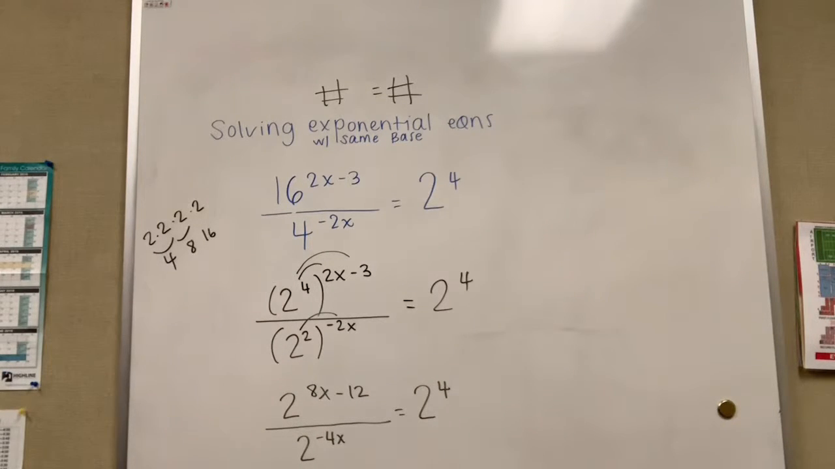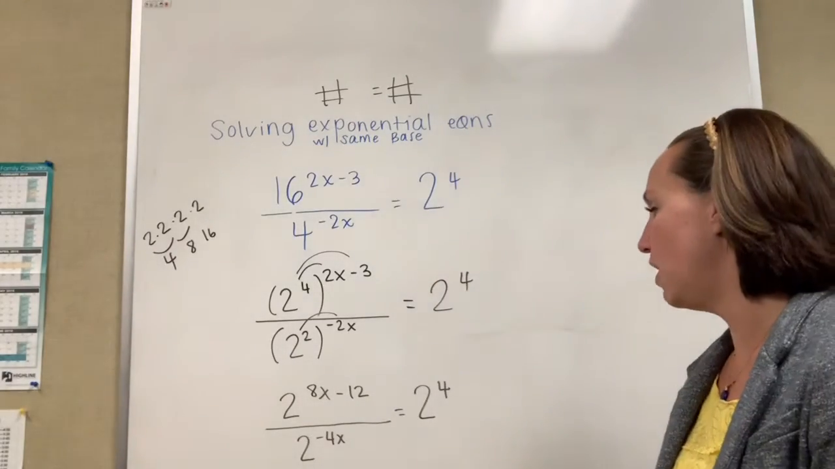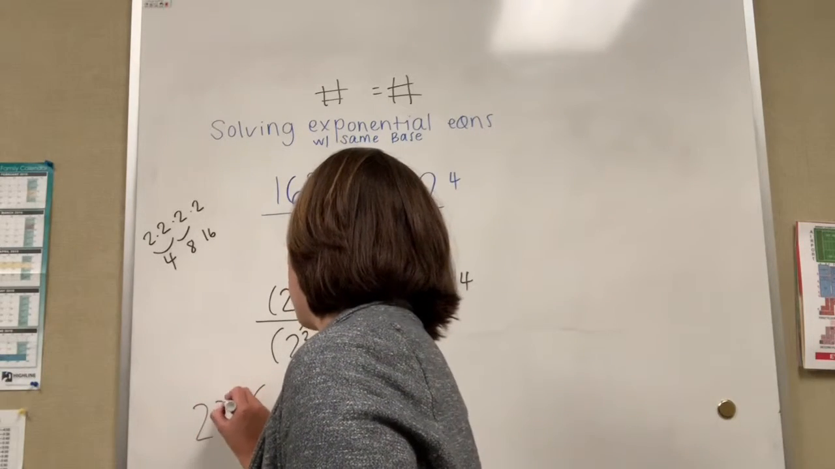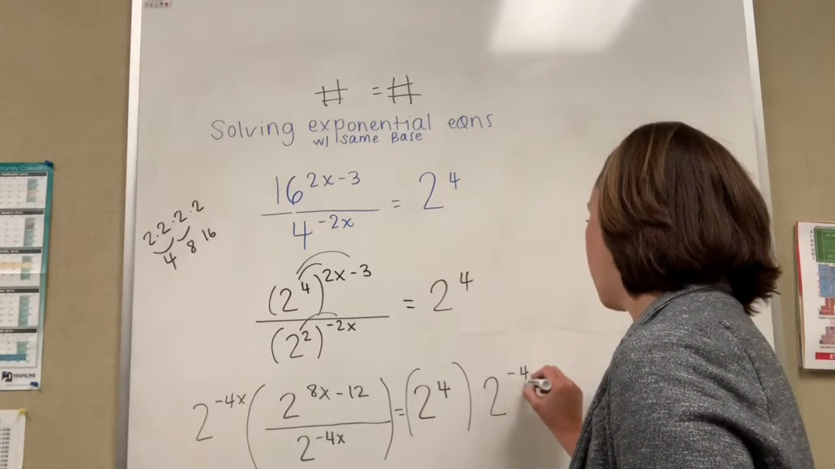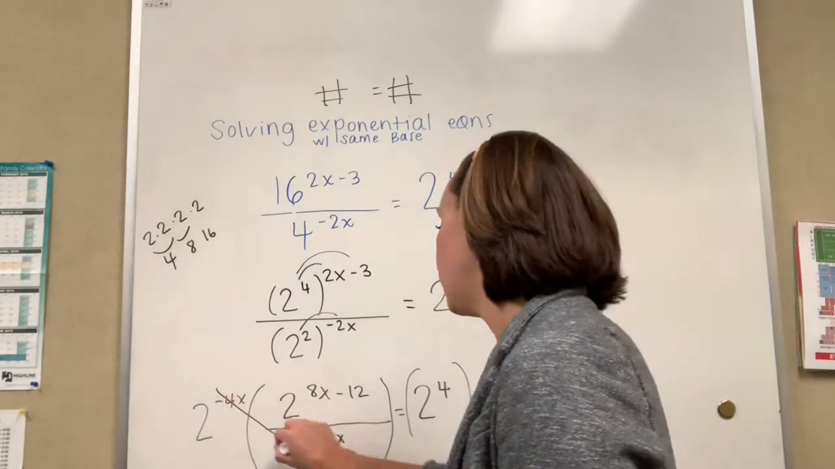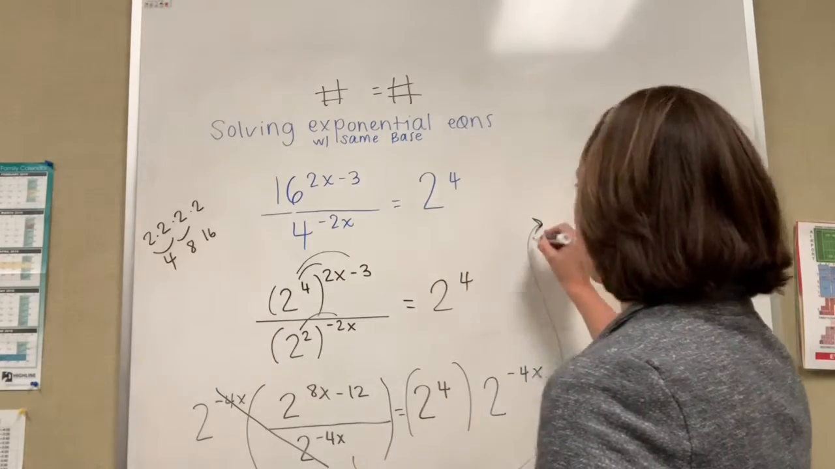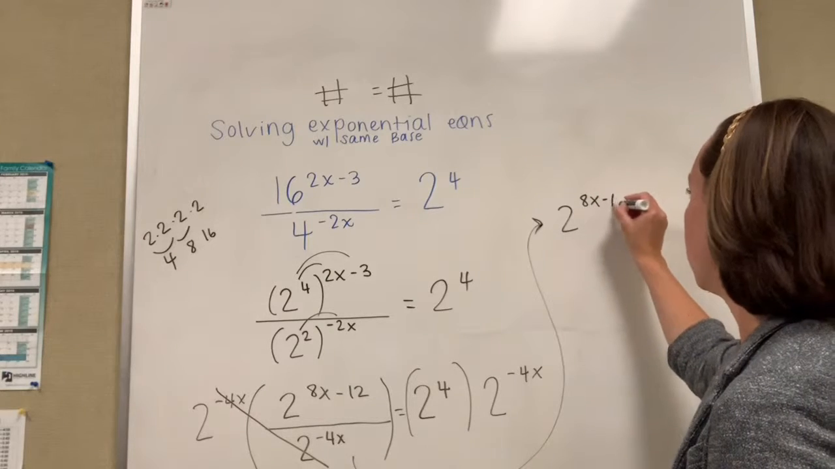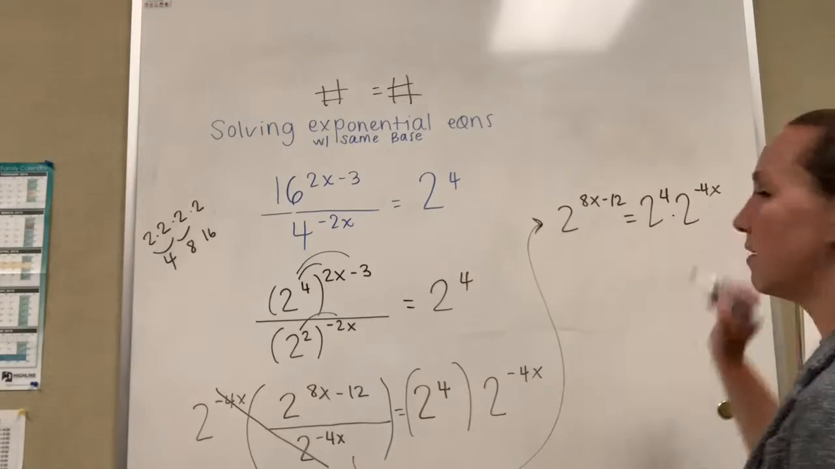I'm going to apply what I know about the rational functions unit. I can always undo division with multiplication. So I'm going to multiply this side by 2 to the negative 4x, but I'm also going to multiply this side by 2 to the negative 4x. Anything divided by itself is just 1, so this makes 1, and we're left with one group of 2 to the 8x minus 12 equals 2 to the 4th times 2 to the negative 4x.